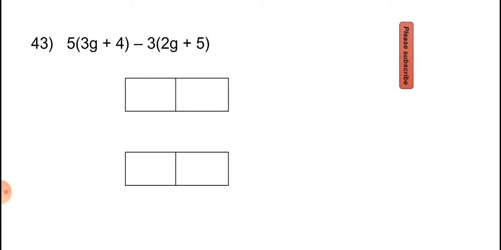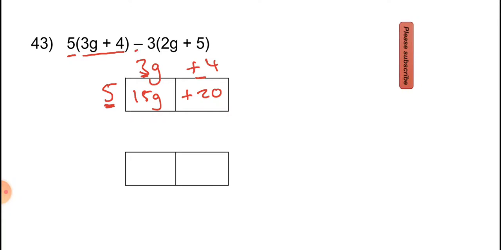Question 43. Because I can see 5 outside the bracket, I'm going to put 5 on the left here, and 3g plus 4 will just go on the top like this. So what's 5 times 3g? That's 15g, and 5 times plus 4, that's plus 20.